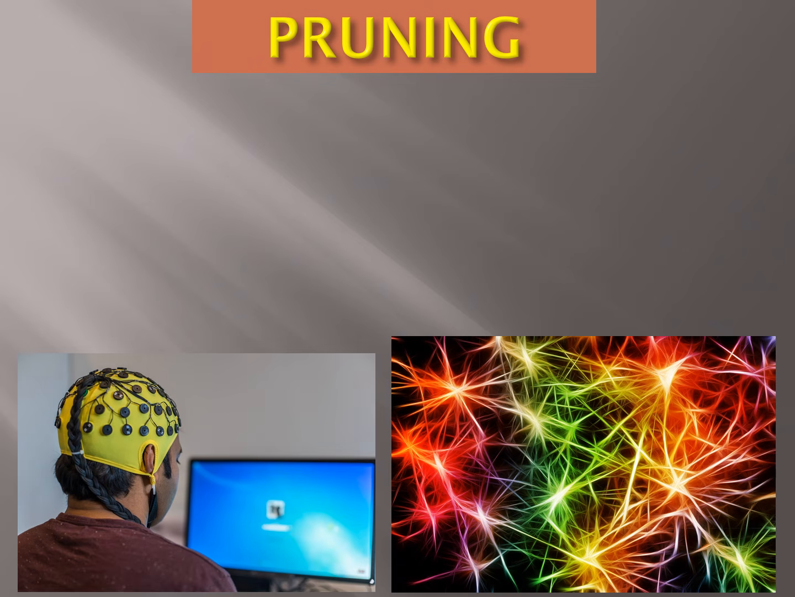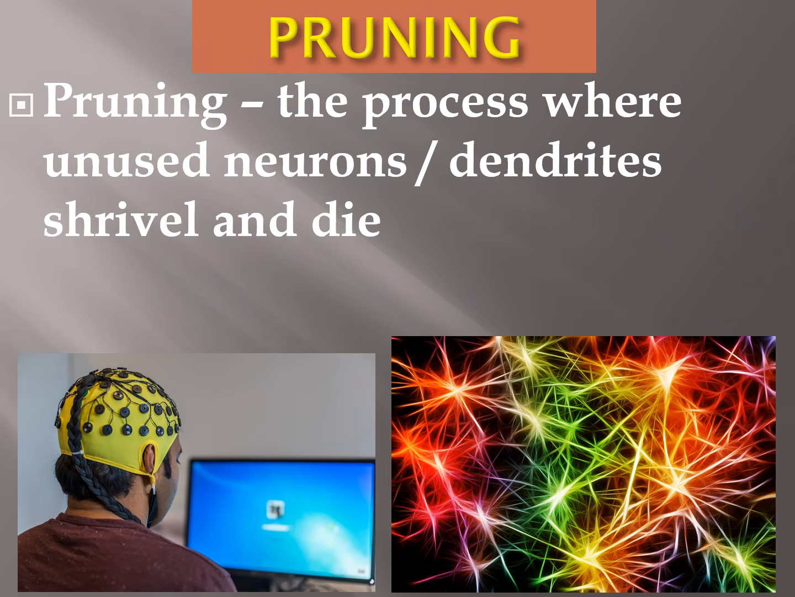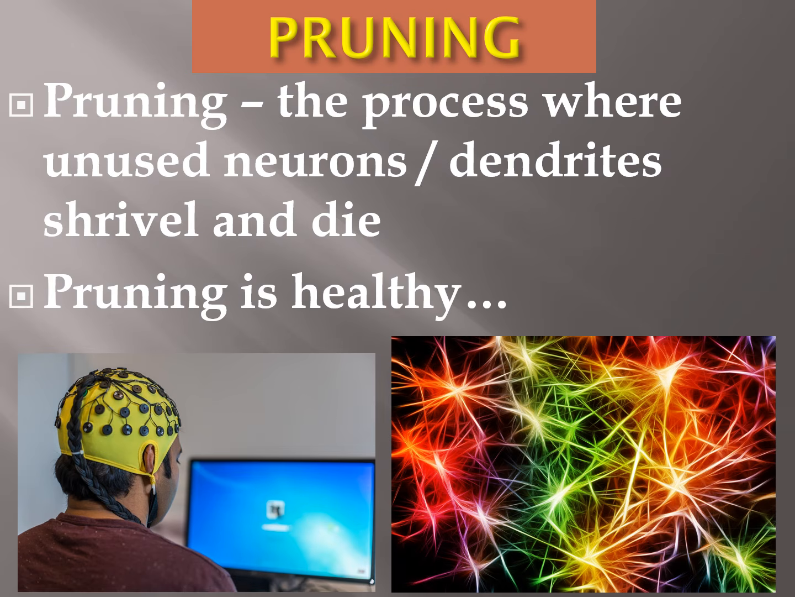Okay, so there's a thing called pruning, and this is what's important at this age group. It's not on your test, it's just important. The process where if you don't use neurons or dendrites, they shrivel up and they die. And so pruning is going to be healthy. Pruning is where your brain will cut off food supply or whatever to dendrites that aren't used. And that way there's more energy for the ones that you use.